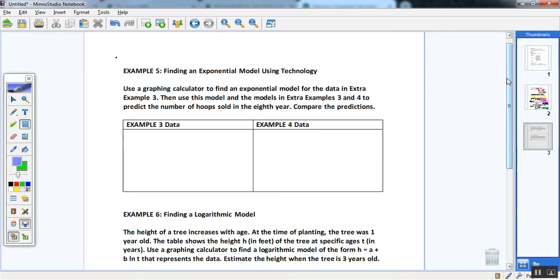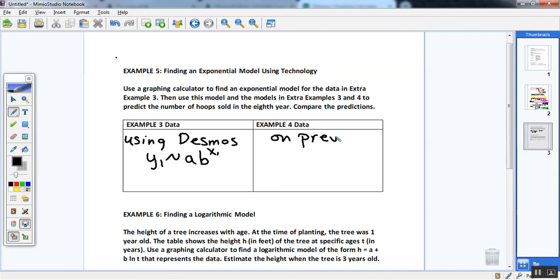So the data from example 3 using Desmos. And the idea that y1 is approximately ab to the x1. Let's plug that data in for example 3, because we've already plugged it in for example 4, right? We already did that on the previous page.